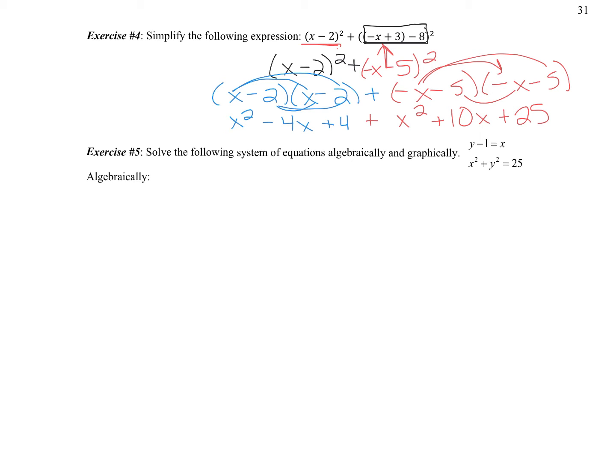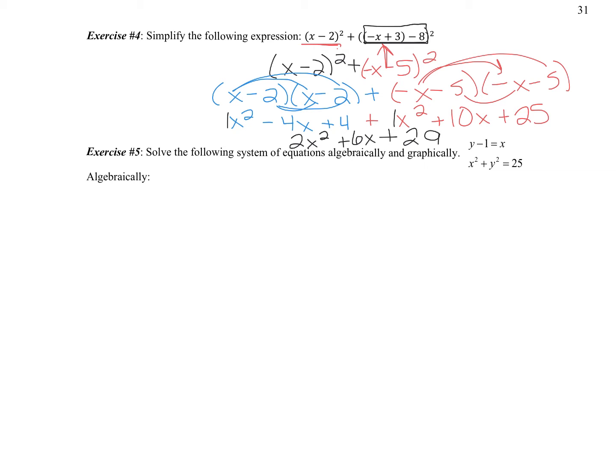We have one more step, not quite the simplified version. We want to combine like terms. So 1x squared plus 1x squared is 2x squared. And then we have plus 6x plus 29. So that will be a step in the systems we're going to see.